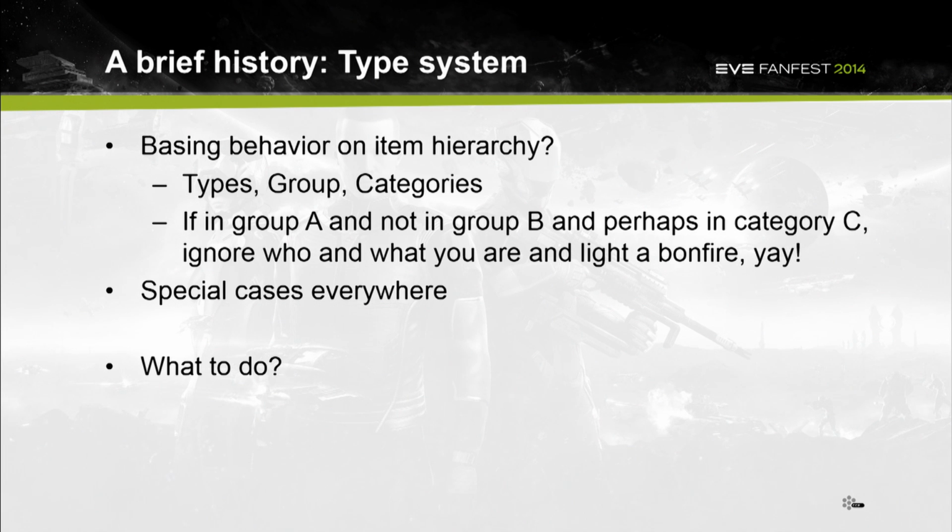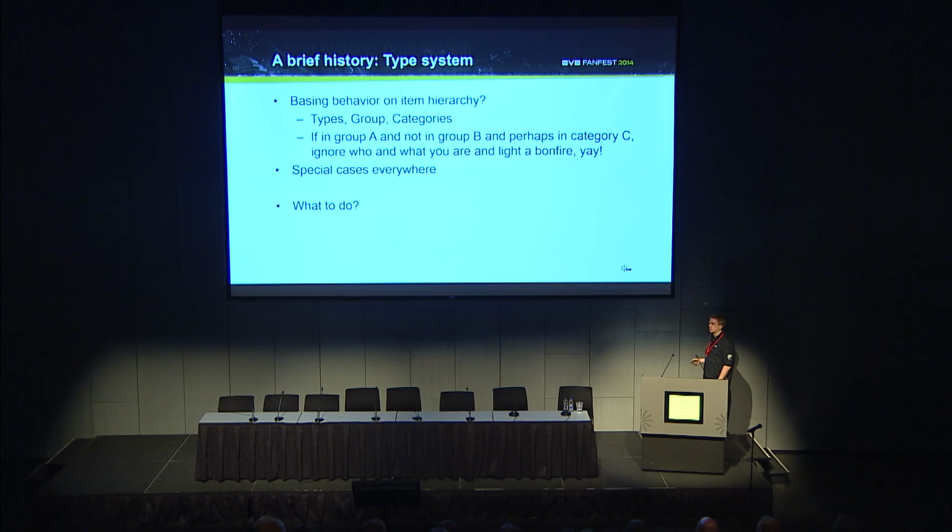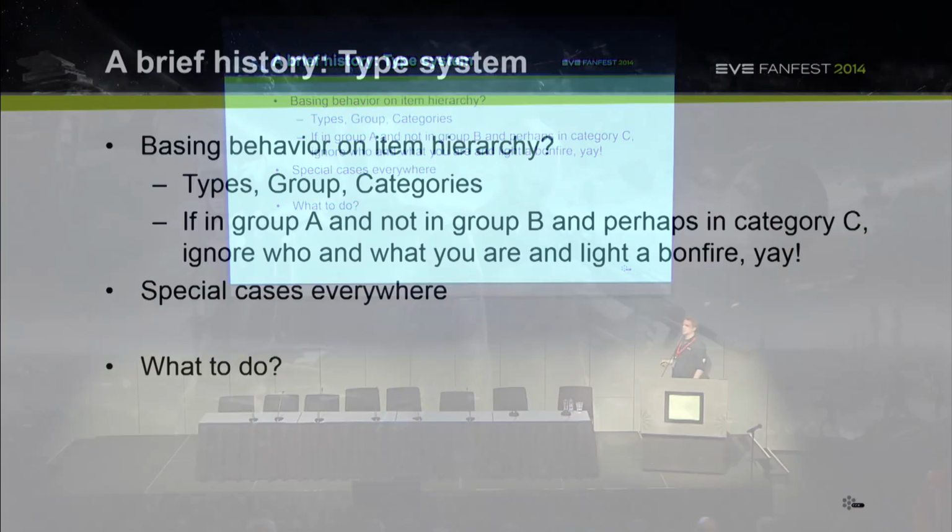So another class of problems we have within our code is basing things on the type system. Everything you buy in the market, everything you fly, everything you fit, and everything you shoot is basically an inventory type. So you have types, and then you have groups like battleships, and then you have categories like ships or modules and such. And what you start seeing in code, if you base it on that, is that you get a lot of weird exceptional cases.